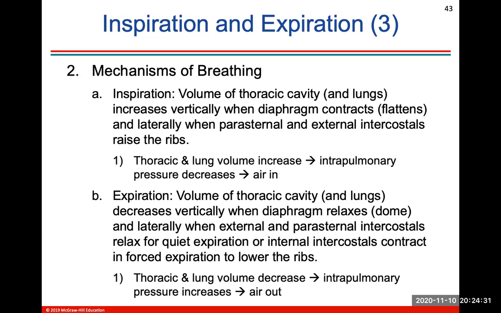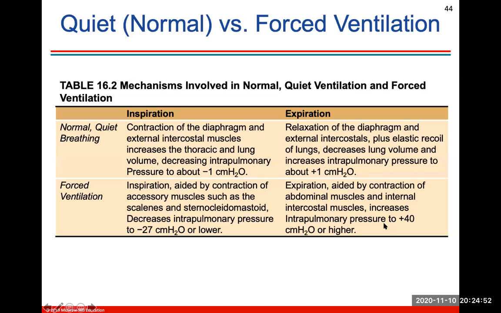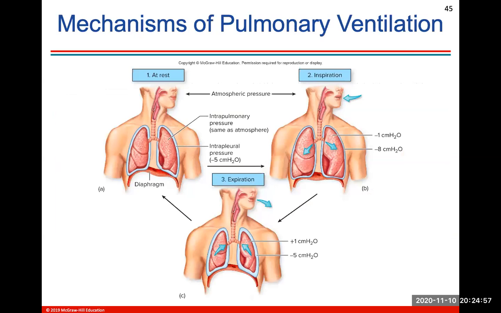I'm just going to read you the summary of this. In inspiration, the thoracic and lung volume increases, causing intrapulmonary pressure to decrease, allowing the air to be sucked in. During expiration, the thoracic and lung volume decreases, causing the intrapulmonary pressure to increase, which forces the air out. This looks at inspiration and expiration in a good table that explains the two and the mechanisms involved. And this takes you through a diagram of what happens with your diaphragm at rest, during inspiration, and during expiration.